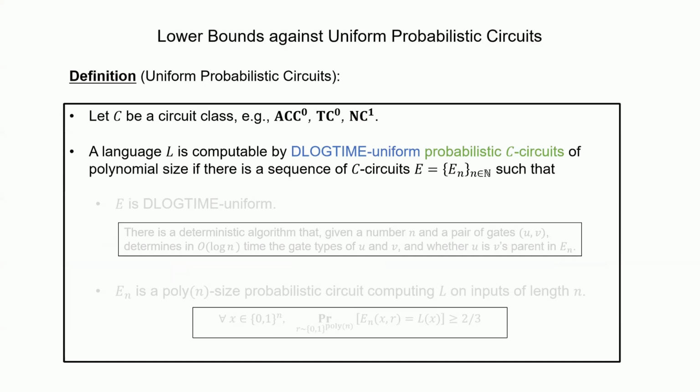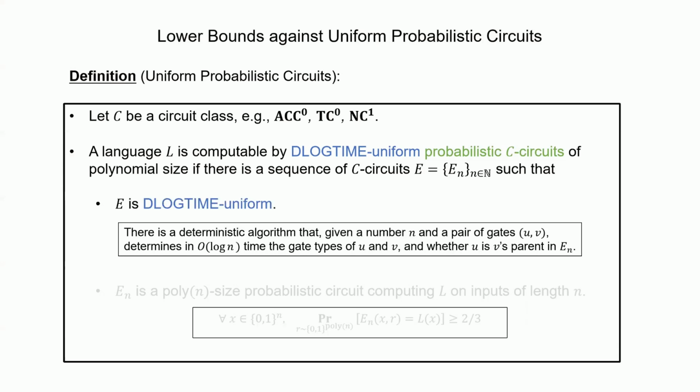To describe this more formally, let me define uniform probabilistic circuits. Let C be a circuit class such as ACC0, TC0, or NC1. We say that a language L is computable by D-log-time uniform probabilistic C circuits of polynomial size if there's a sequence of C circuits E_n, each indexed by a number n, such that E is D-log-time uniform. This means there's a deterministic algorithm that, given a number n and a pair of gates U and V, determines in O(log n) time the gate types of U and V, and whether U is V's parent in the circuit E_n.